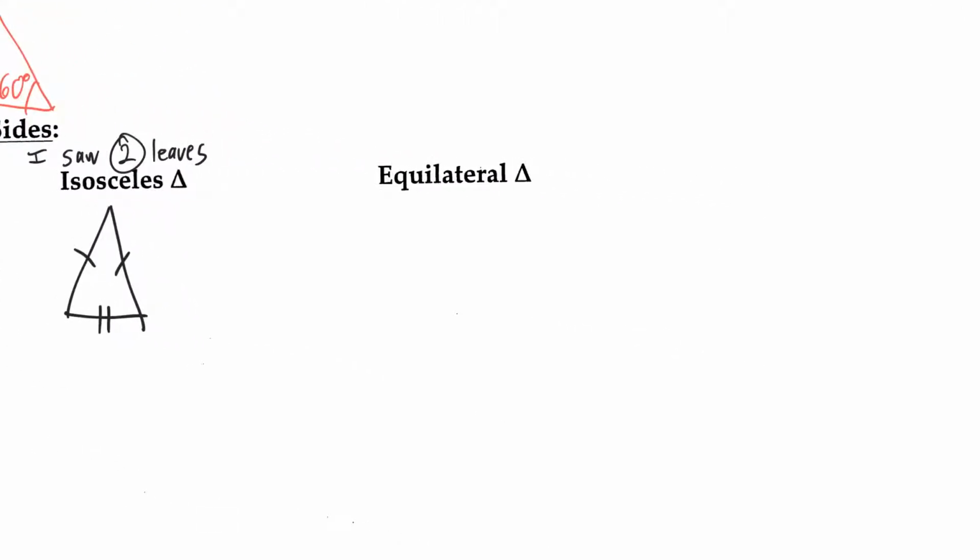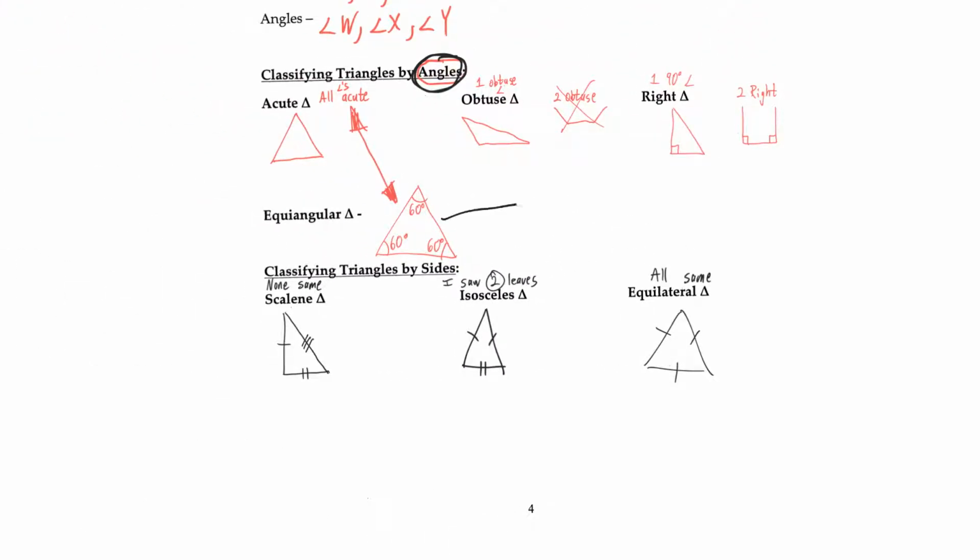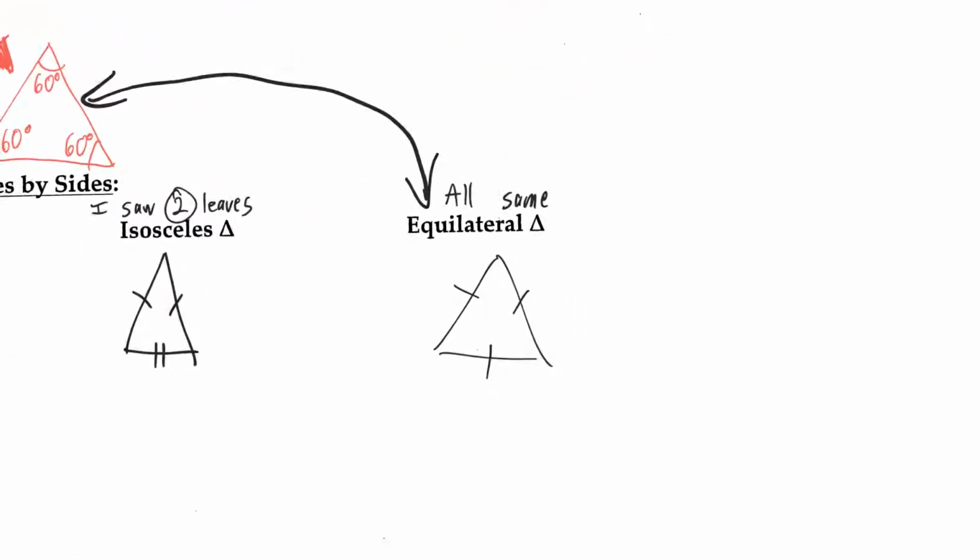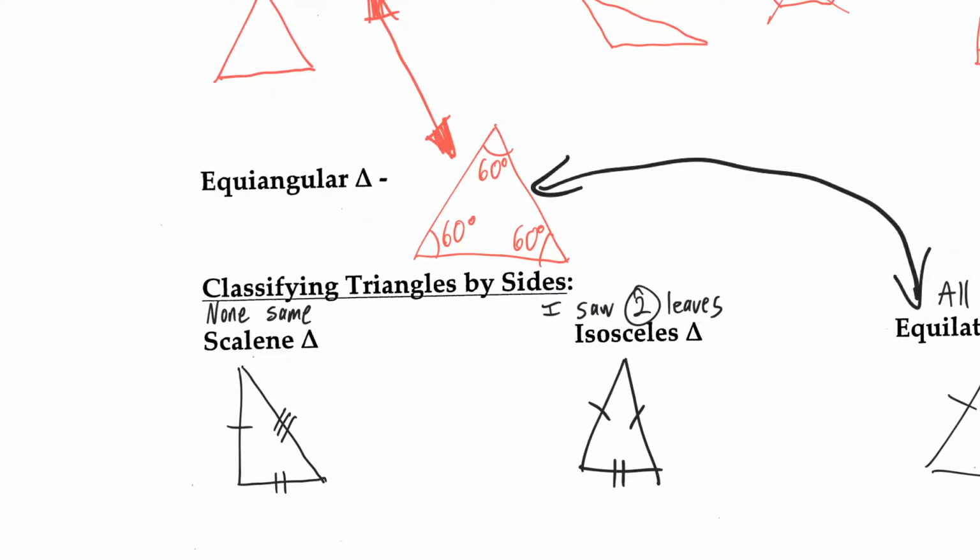Okay, and then what does equilateral mean? All. Okay, all are the same. And remember, if it's equilateral, it's also what? Equiangular. Yes. So that means it's acute. These two descriptions are not describing the same thing. One's describing the angles, one's describing the sides. But if it's equiangular, it's also equilateral. If it's one, it's the other. So if you have an equilateral triangle, the angles will always be 60 degrees.